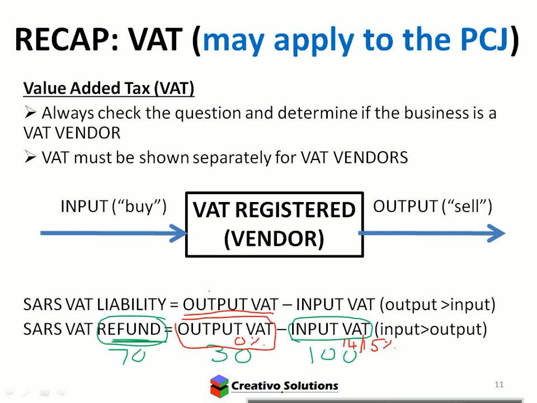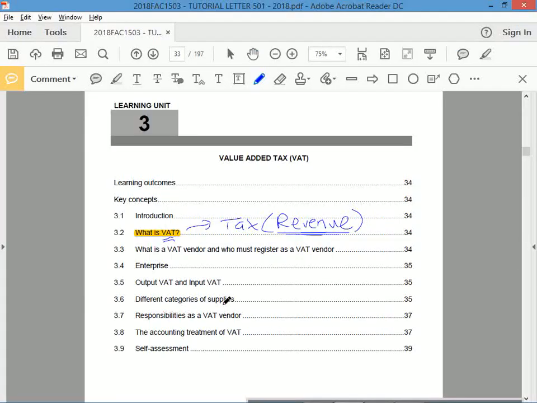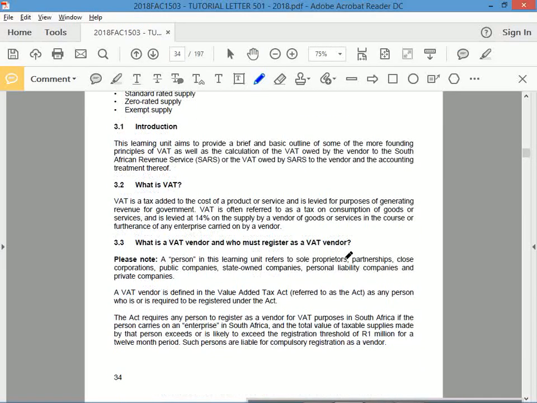So if I have sales and the sales have VAT of, let's say, 300 and input VAT amounts to 120, well then the difference would be the liability, and we would have to pay that over to SARS. So that covers the VAT. I just want to go through anything here in terms of theory and calculations.